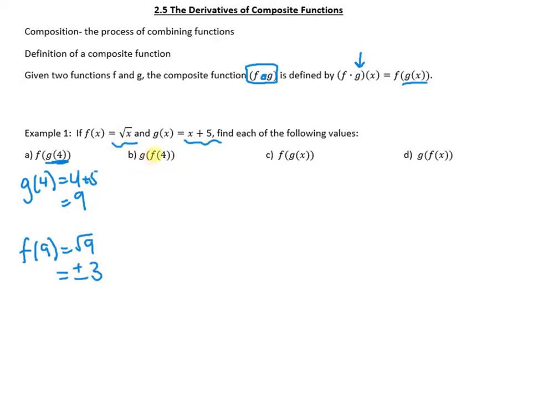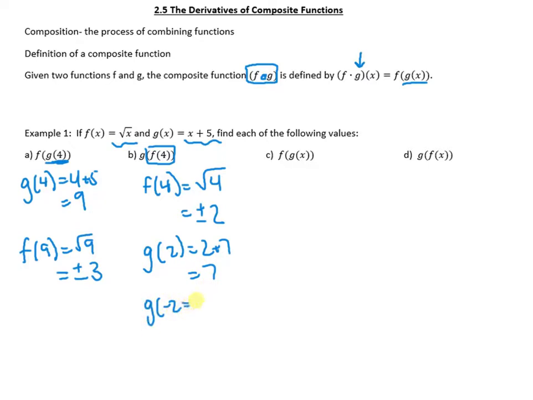Okay, g at f at 4. So let's just do f at 4, which I get plus minus 2. And then g at 2 is 2 plus 5, which is 7. And then g at negative 2, which is negative 2 plus, oh, sorry, this is supposed to be 5, equals 3.